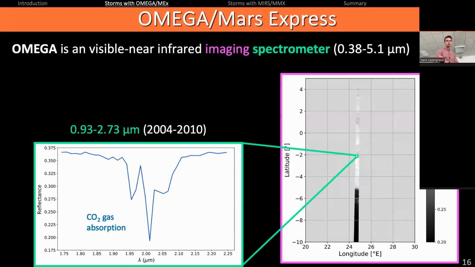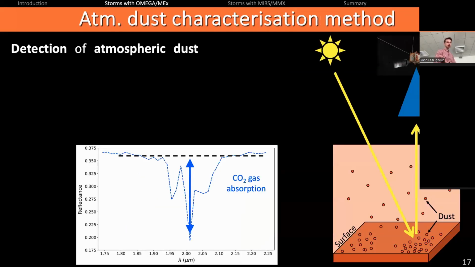And this instrument is an imaging spectrometer. So we can build hyperspectral images, as you can see here, where each pixel of the image is a spectrum. It's one of the first times that we use this kind of instrument to study and compute some quantity of atmospheric dust. So I developed a new method to do this automatically. The principle of this method is summarized in this scheme.